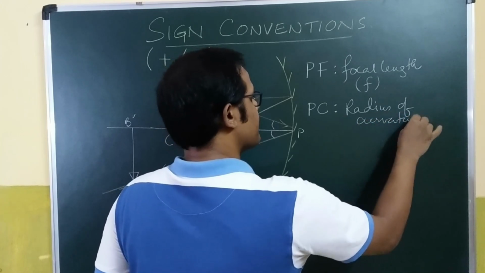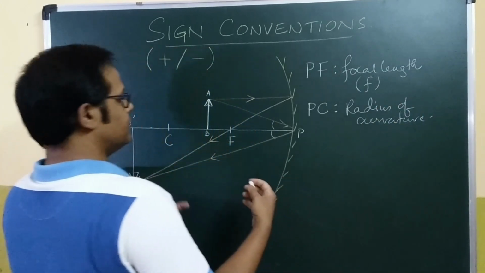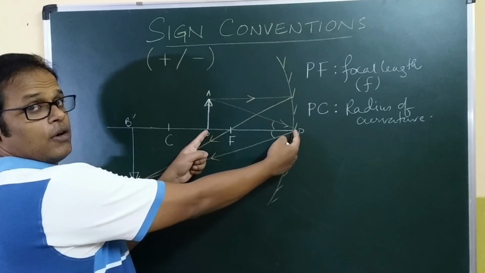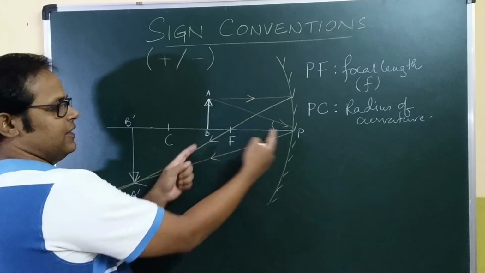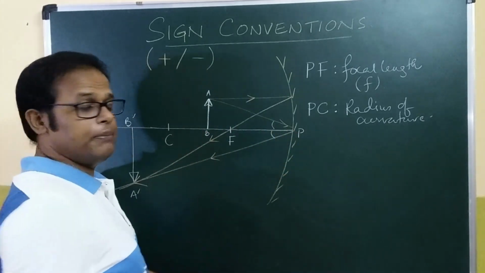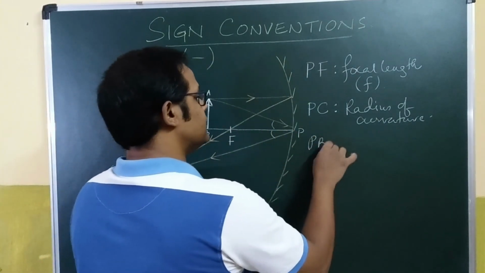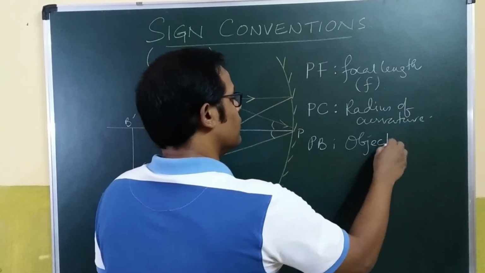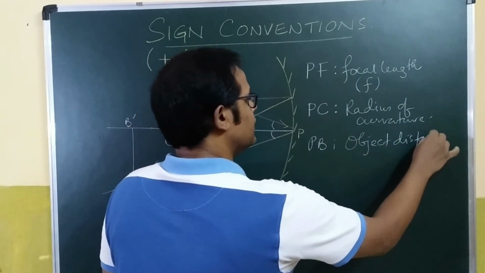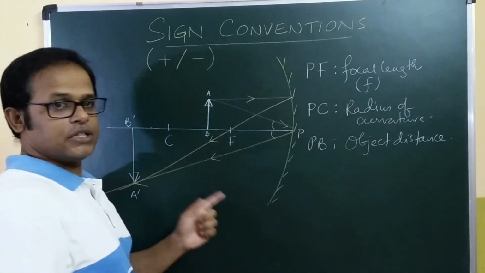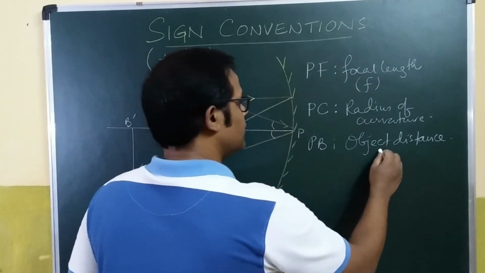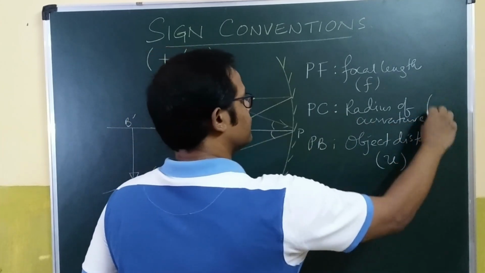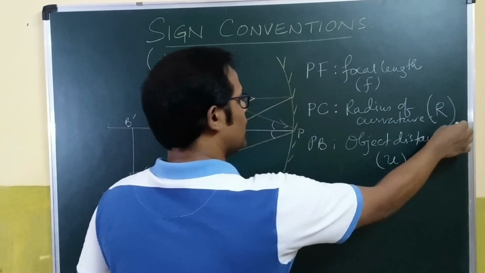Okay, good. And we have some more distances going up. From pole to the base of the object where the object is standing, that is PB. This PB is called the object distance, or to illustrate clearly, it is the distance of the object from the pole of the mirror, denoted by the alphabet u. Yes, radius of curvature is denoted by capital R.